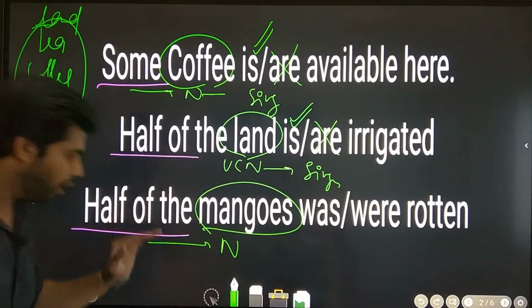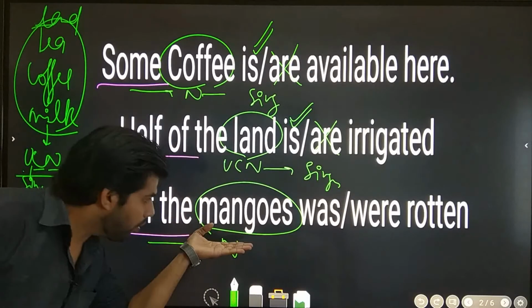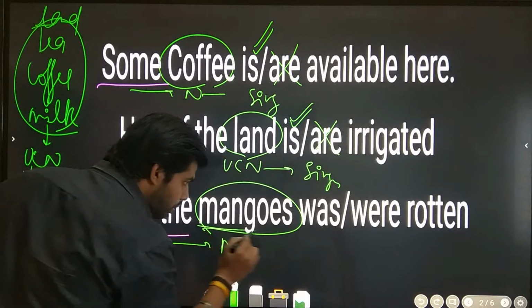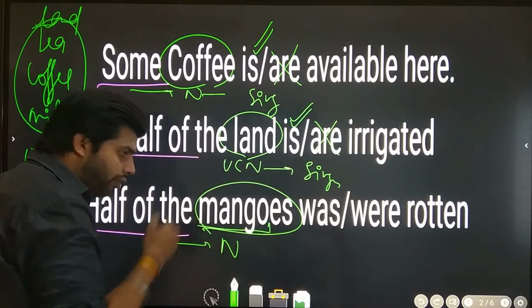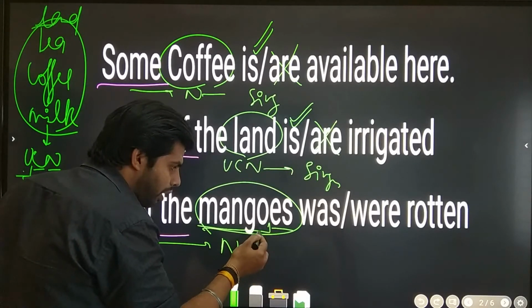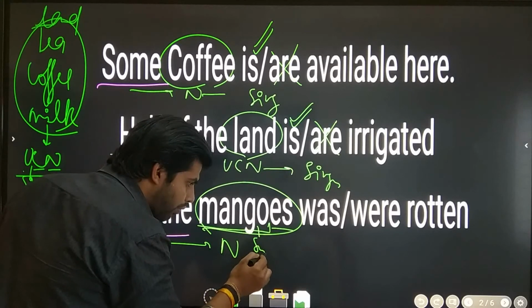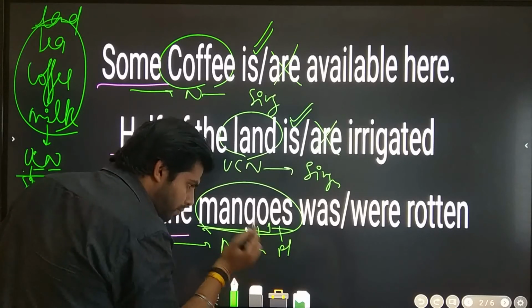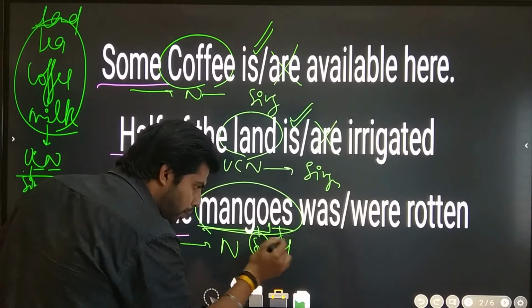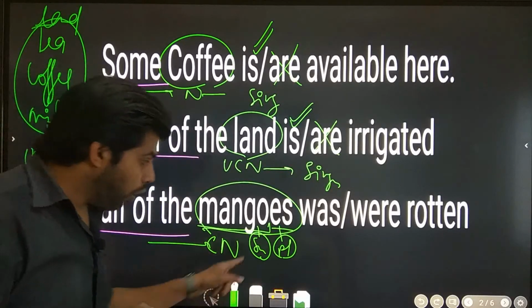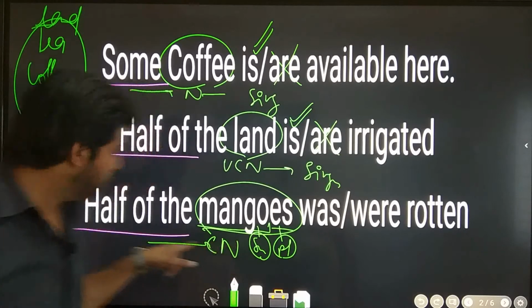Now guys, come to the next question. Here mangoes is written. We know that mango is itself a word, and we have put es. When we say mango, it is singular, and when we put es, it is plural. If a word provides you both the singular and the plural form, then it is called a countable noun. But we cannot use a singular countable noun with half of.